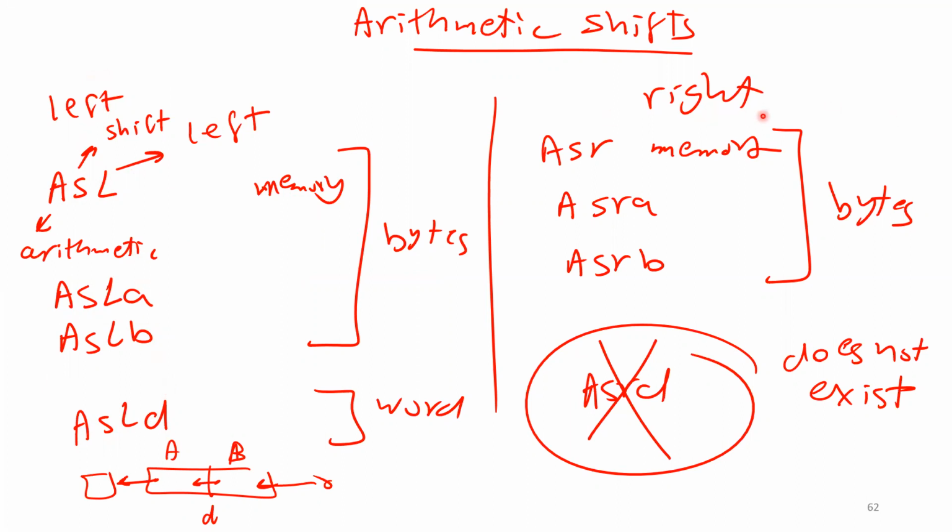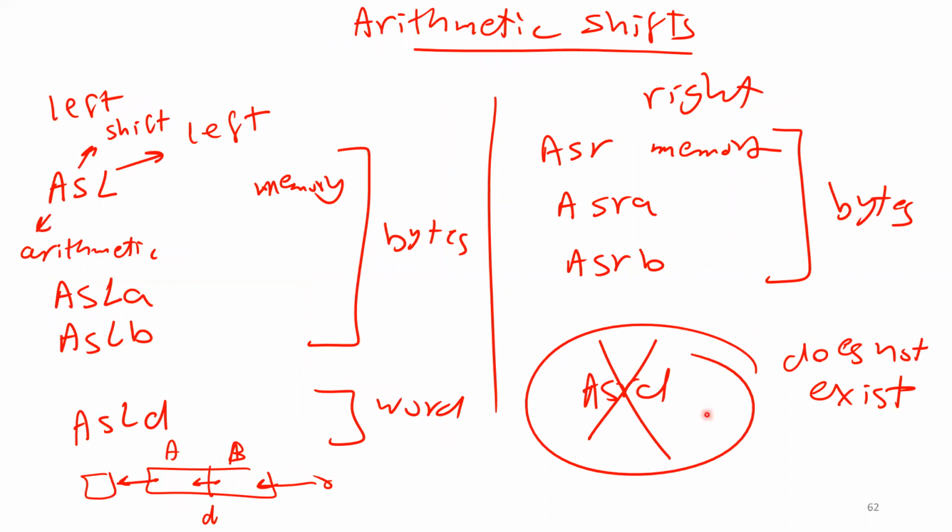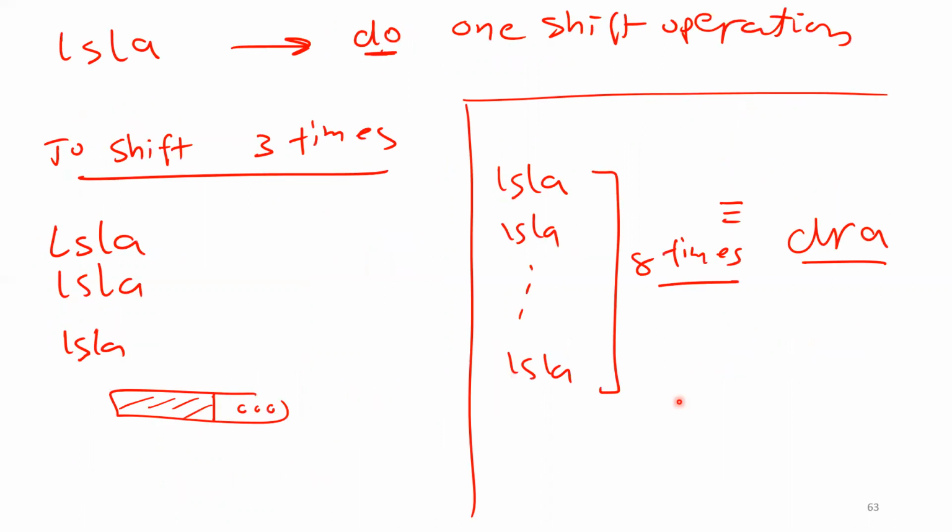In case of right, you don't shift with 0, you shift with the last bit, the sign bit, okay? So here we have arithmetic shift right for a byte in memory, arithmetic shift right for register A, arithmetic shift right for register B, but we don't have arithmetic shift right for register G. Okay, guys, that clear? Again, that doesn't mean you cannot do it for sure. You can do it, but not using only one instruction. Okay, guys, any question?